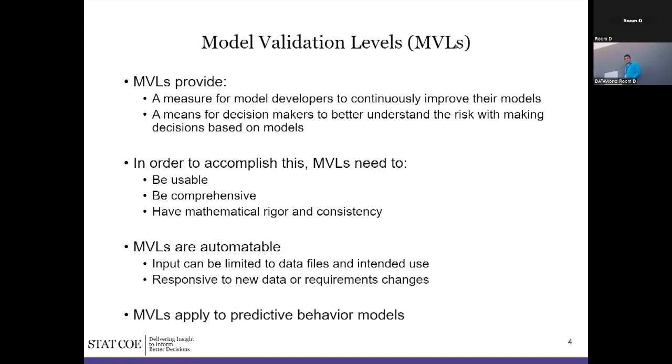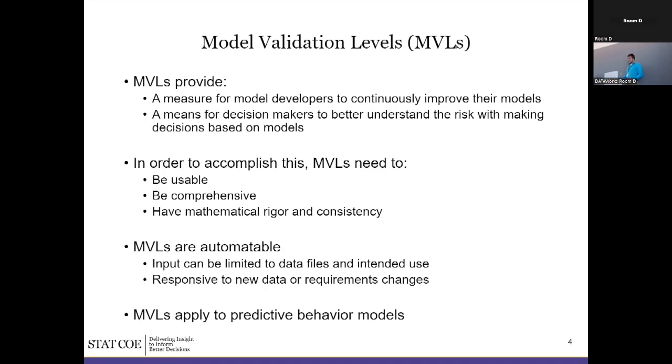In order to provide these things, the MVLs need to, of course, be usable. Part of that means the theory needs to be at a point where the inputs are accessible to use a level with these. They need to be comprehensive, and that's just a statement that the pillars that we talked about on the previous page, it needs to address all those aspects of validation. And then, as stated before, it has to have mathematical rigor and consistency. Along those lines, it needs to be objective, applied the same way no matter who is building these model validation levels.